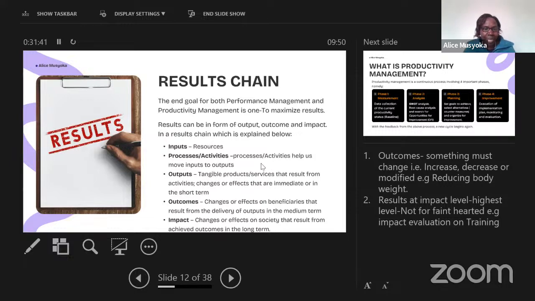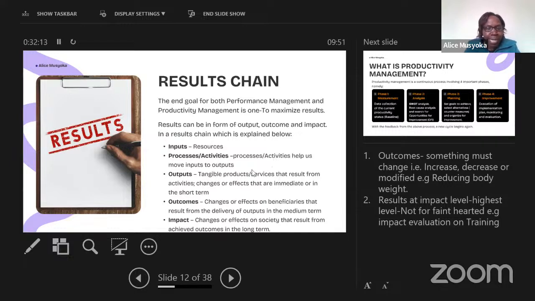And what we are seeing on this slide is that in the results chain, results can be in form of outputs, outcome, or impact. But the chain begins with inputs. So we have inputs, which are resources, such as what we have said. It can be labor, capital, materials, raw materials, energy, time, money. So we begin with inputs.